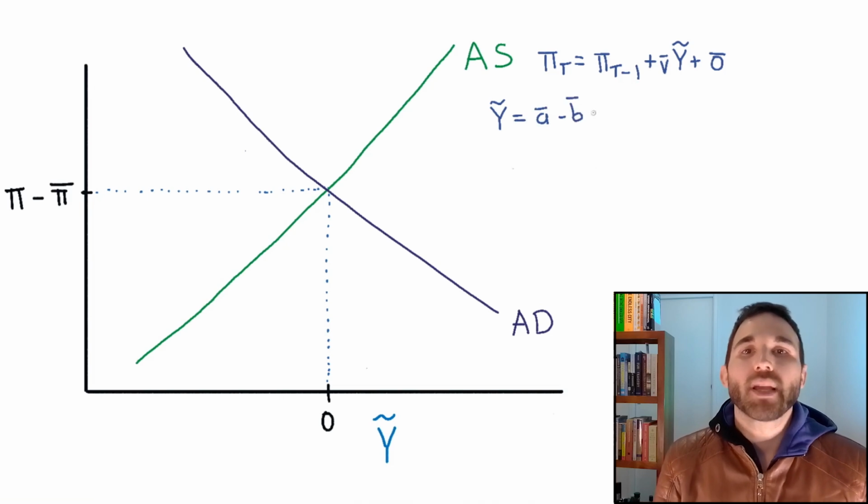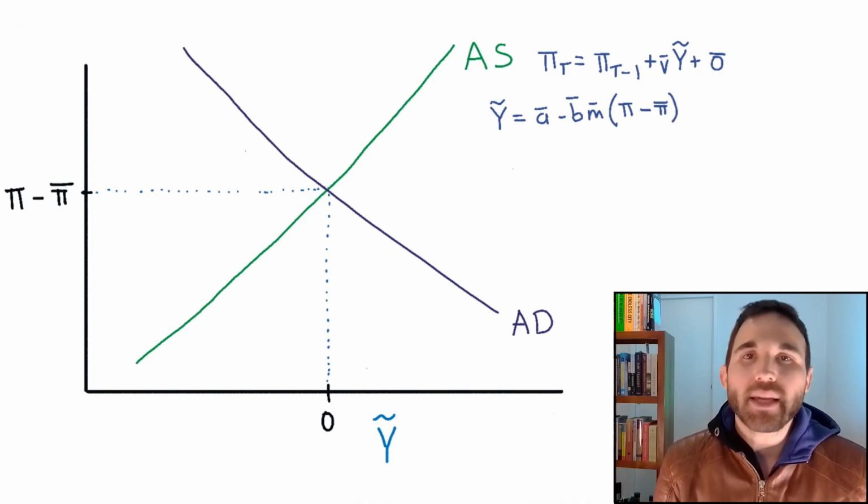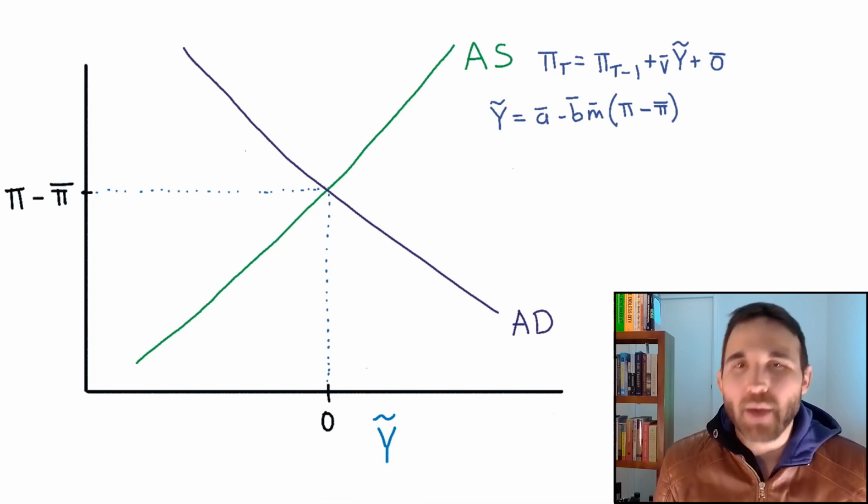Now, we have Y tilde, or the short run output gap, is equal to A upper bar minus B upper bar multiplied by M upper bar. And then in brackets, we have inflation minus target level of inflation, and then we close brackets. So what does all of that mean? This one's a little bit more complex, so bear with me.